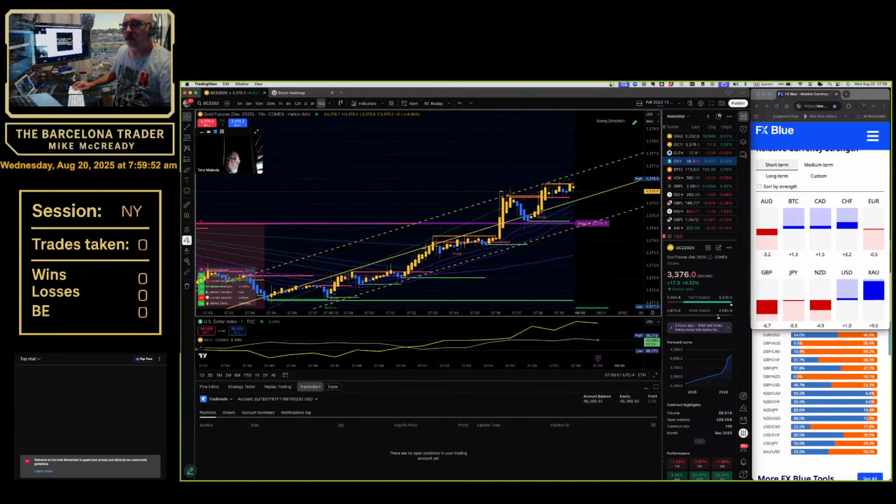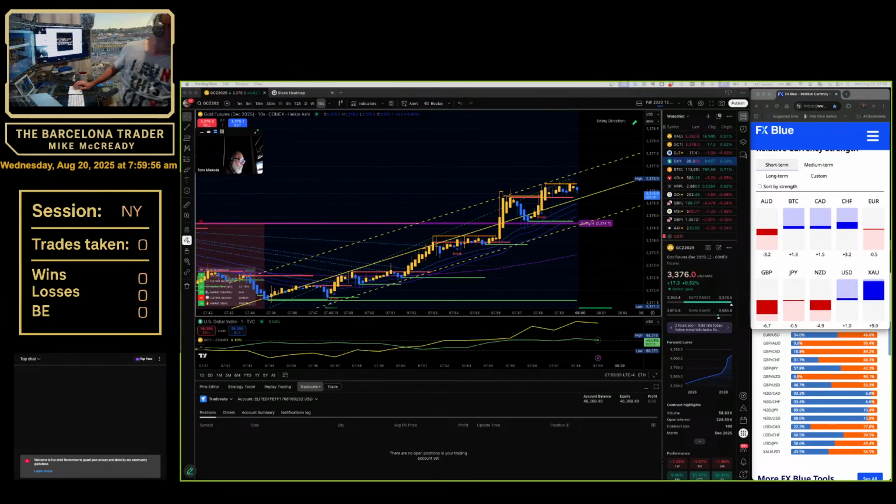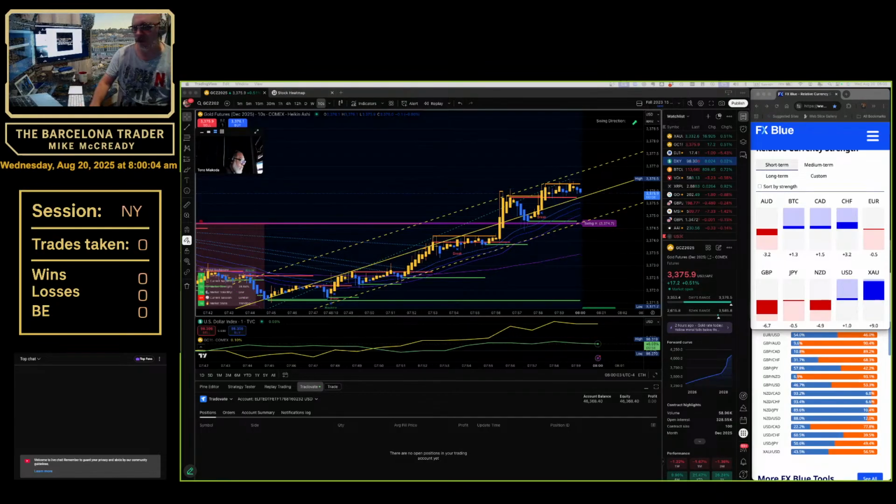Ten seconds. We have right here. We have room for a little trade right here if it decides it's going to have some momentum to the upside. That's the 8 a.m. right there.